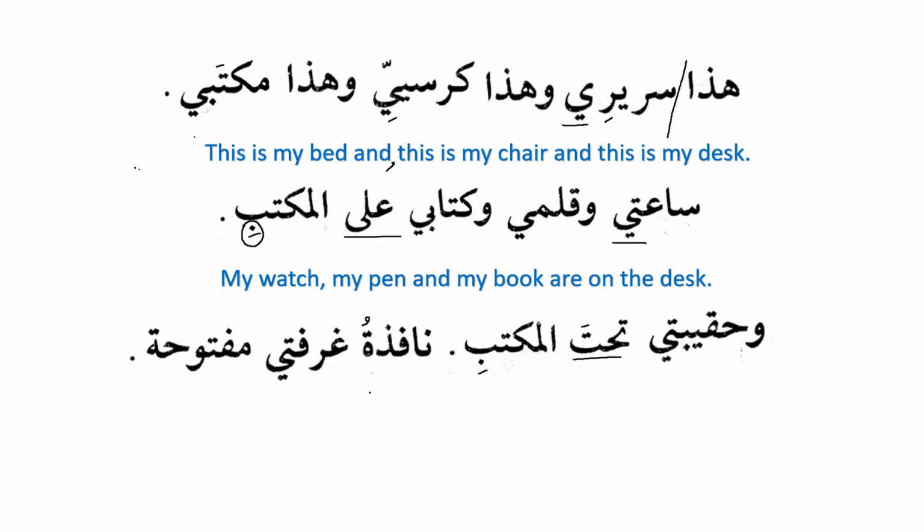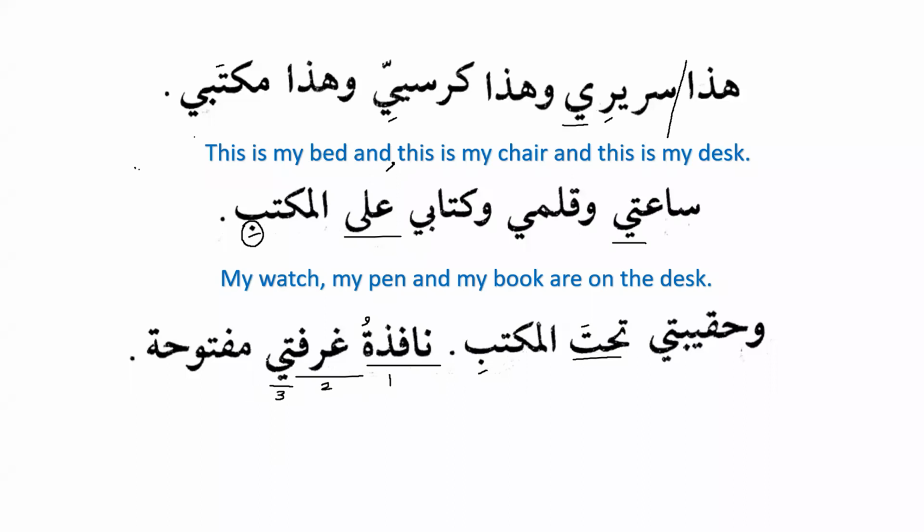Why do we call it a complex mudaf mudaf alayh construction? Because we have three nouns over here. What are the three nouns? Nafidatu is number one, ghurfatu is number two, and ya al-mutakallim is number three. We can't see the ending because ya al-mutakallim, as they say, eats up everything. It hides everything. But we know that nafidatu is mudaf, ghurfa is mudaf ilayh, plus it is mudaf, and ya al-mutakallim is mudaf ilayh.